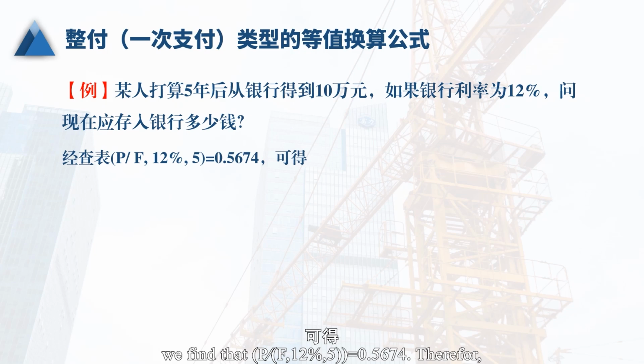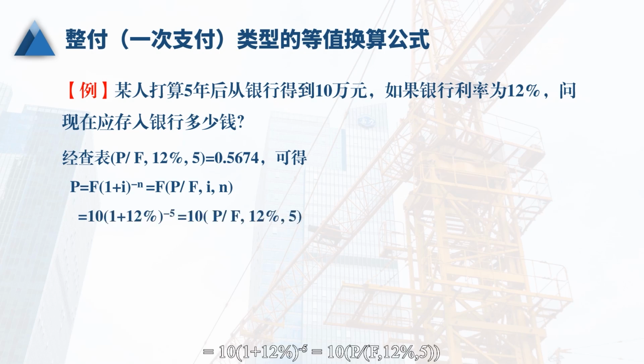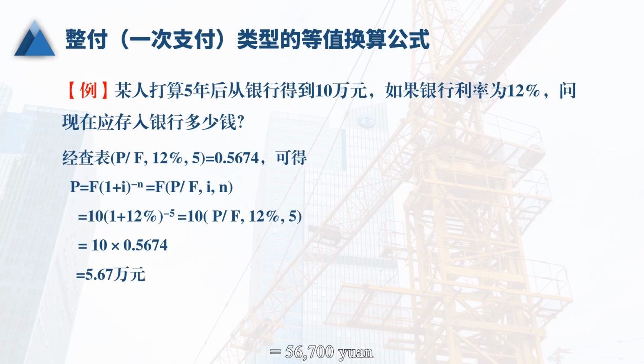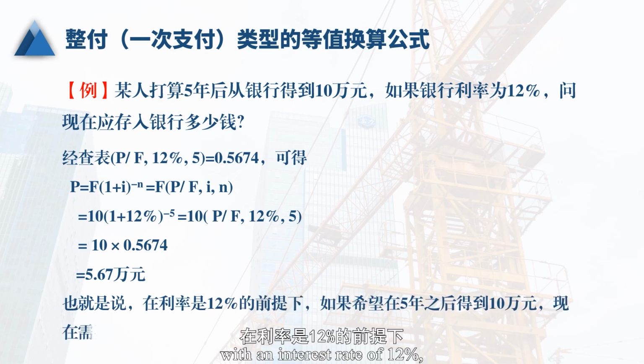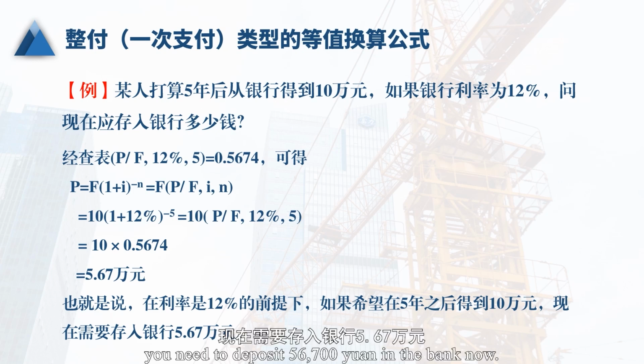0.5674. Therefore, P equals F multiplied by (1 plus i) raised to the power of minus n equals F multiplied by (P/F, i, n) equals 10 multiplied by (1 plus 12%) raised to the power of minus 5 equals 10 multiplied by 0.5674 equals 5.67 ten-thousand yuan. In other words, with an interest rate of 12%, if you want to receive 100,000 yuan in 5 years, you need to deposit 56,700 yuan in the bank now.